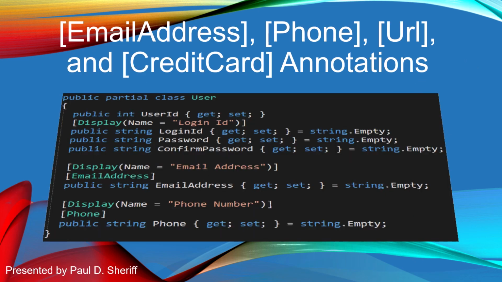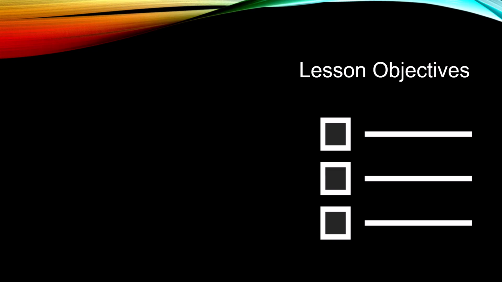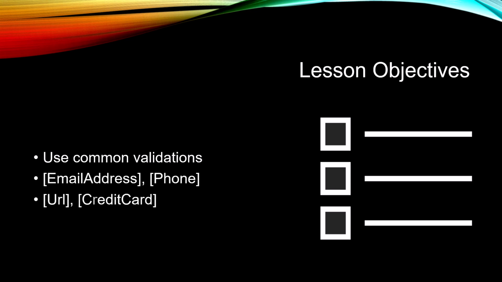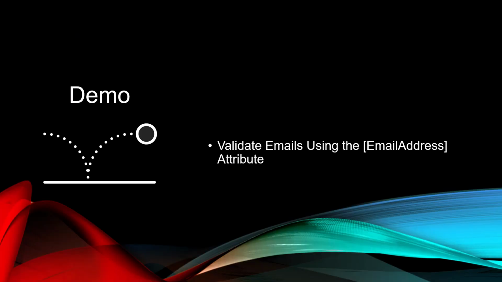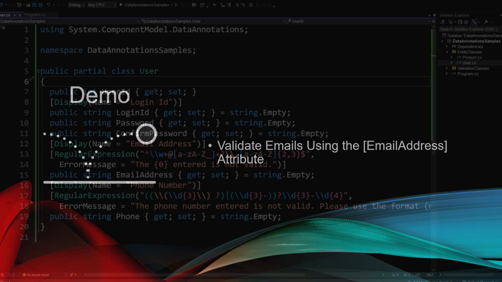This lesson is email address, phone, URL, and credit card annotations. The objectives for this lesson are to use common validations such as the email address, phone, URL, and credit card. Let's start out and look at validating emails using the email address attribute.